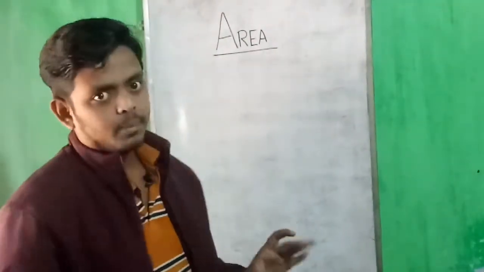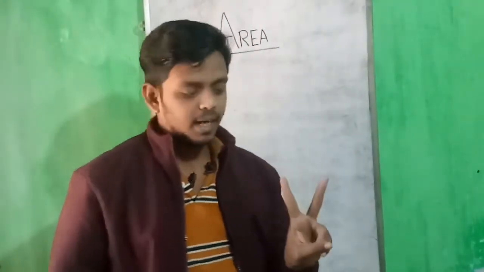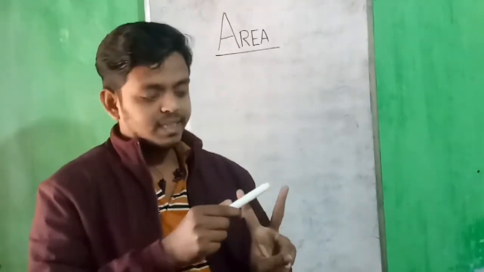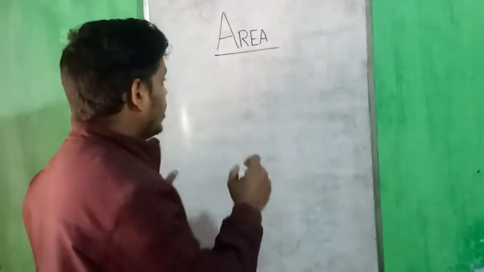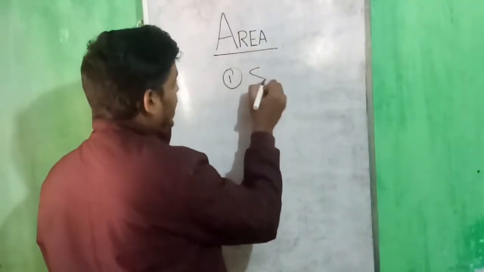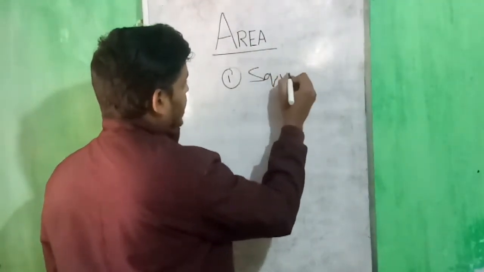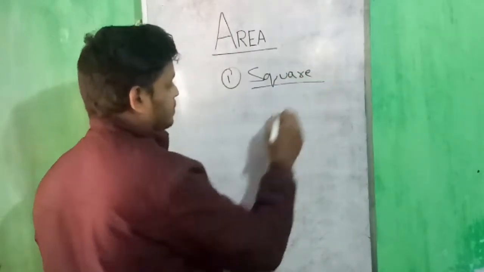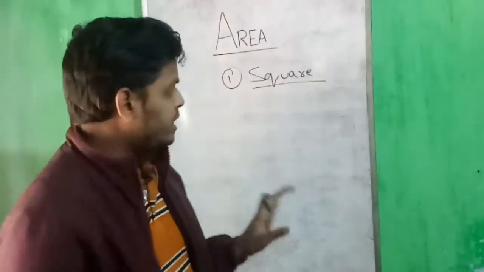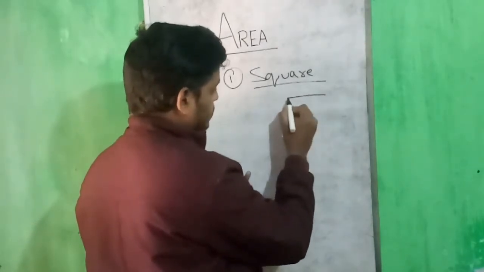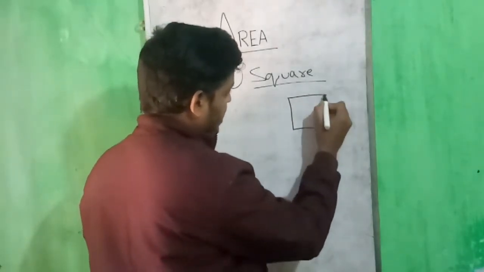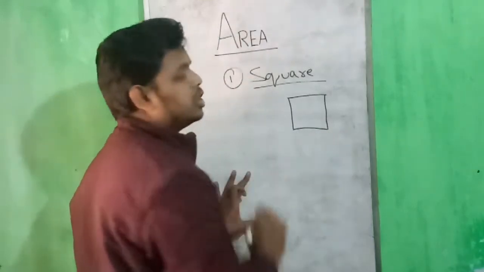Today we are going to discuss two things. One, area of a square. Second, area of a rectangle. So first, area of a square. Let me draw the square diagram. This is a square.